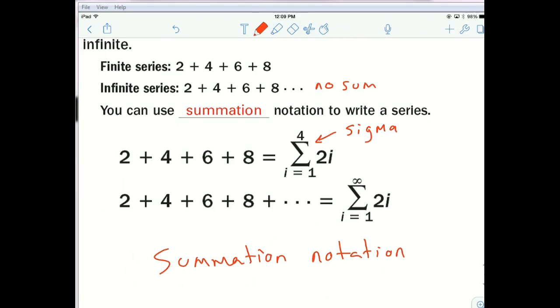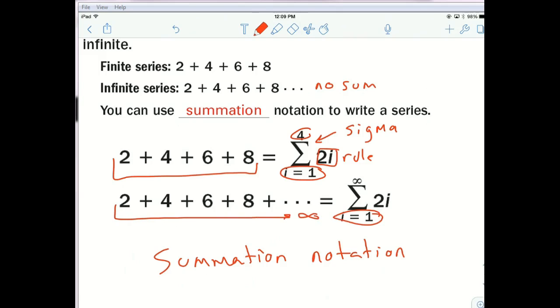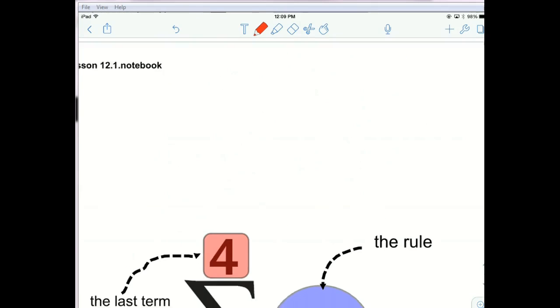And let's see if you can kind of see, like, okay, we've got 4 terms, right? You're summing from the first term to the 4th term. And here's the rule. On the next one, you're summing from the first term to infinity. So the first term up to, okay, you're summing up to infinity, and here is the rule. I've got a more detailed explanation of that.